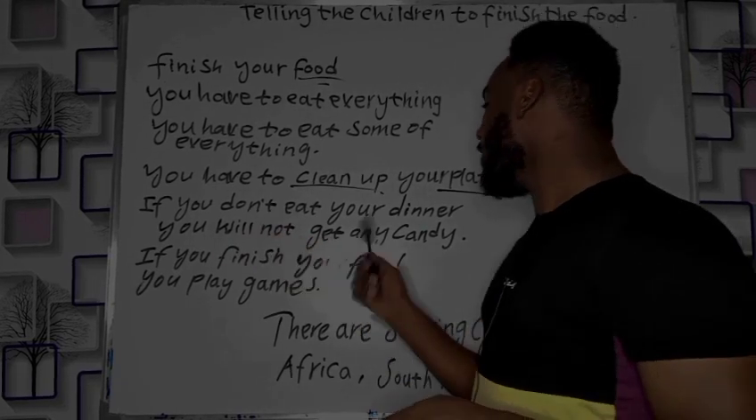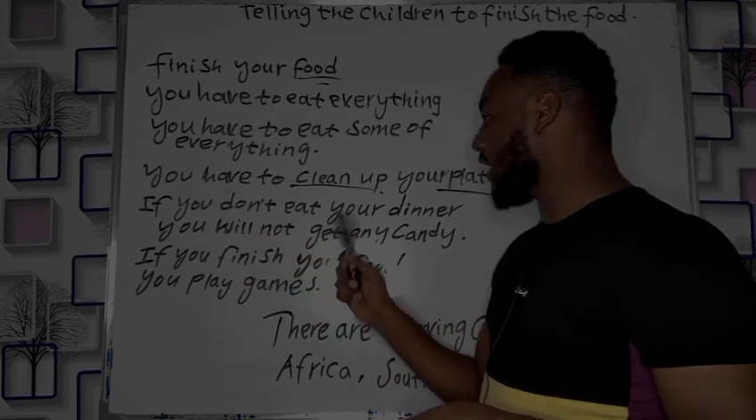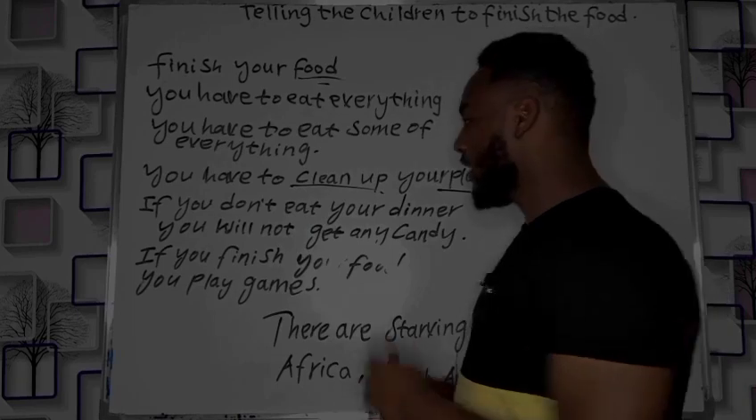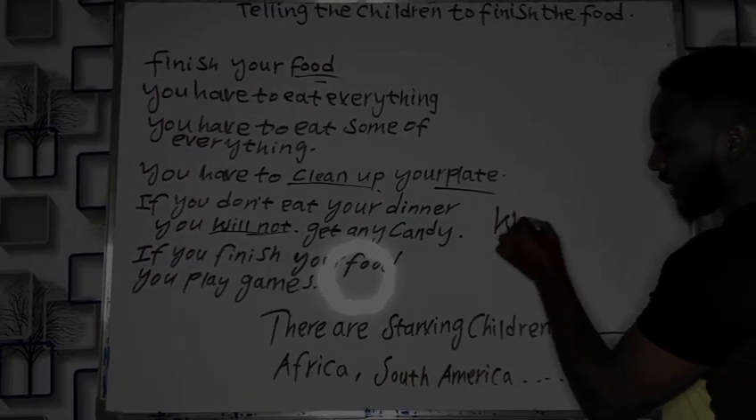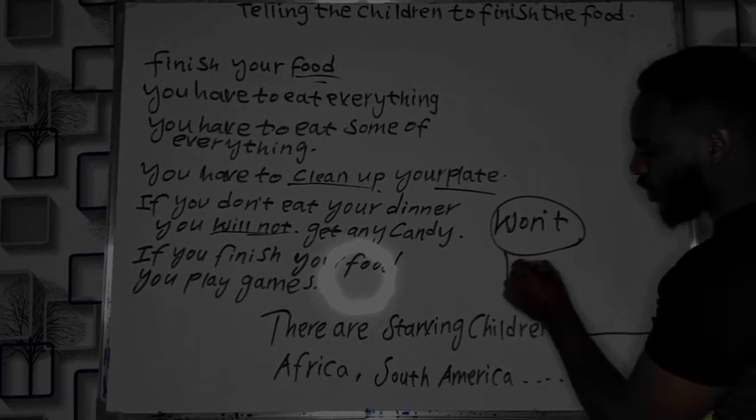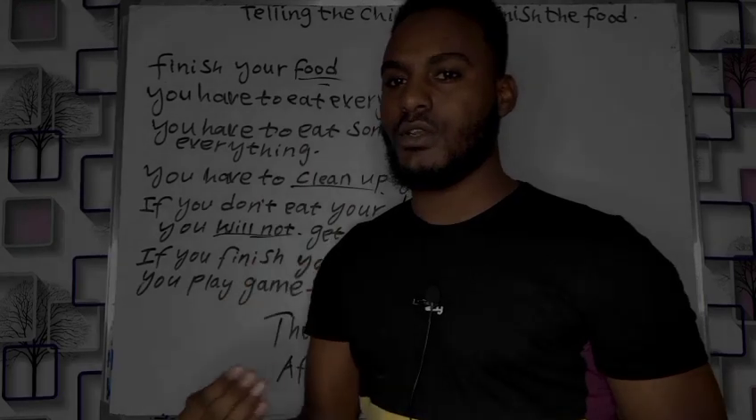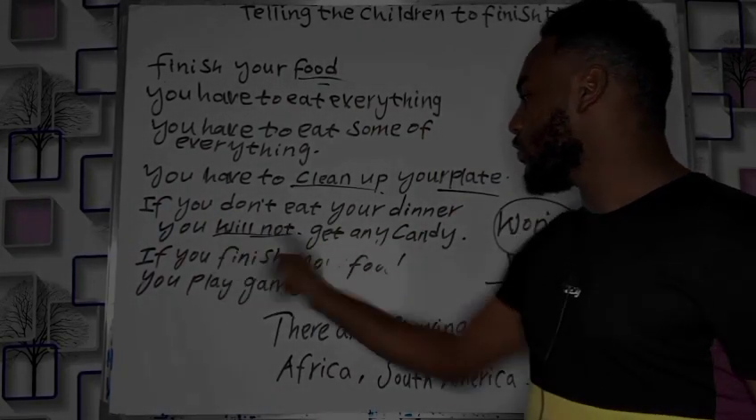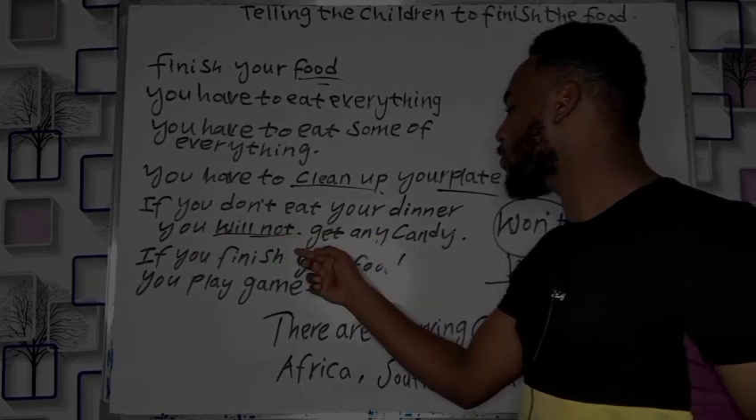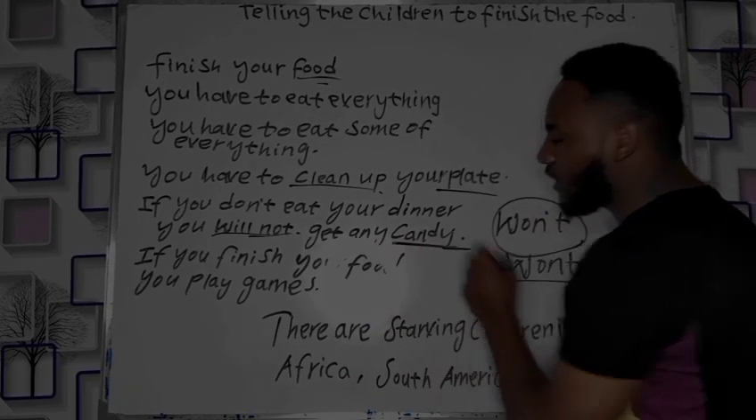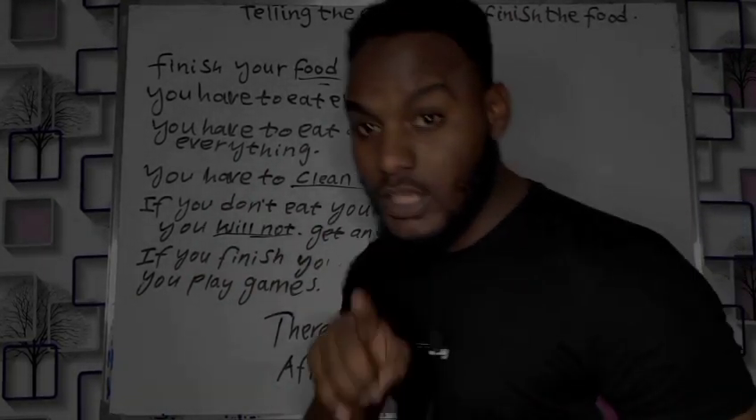Another sentence: if you don't eat your dinner, you won't get any candy. When will and not come together, they are shortened to won't. The t is silent, okay? Won't, more than it. Only won't. An example: if you don't eat your dinner, you won't get any candy. Listen, babe, if you don't eat your dinner, you won't get any candy. Candy is a sweet that children eat.